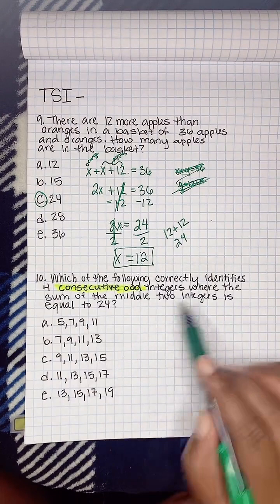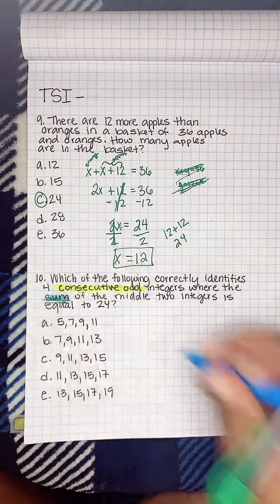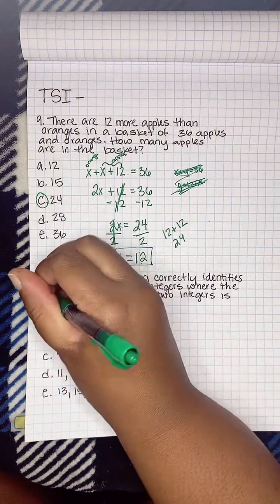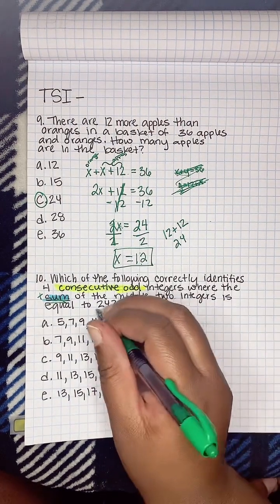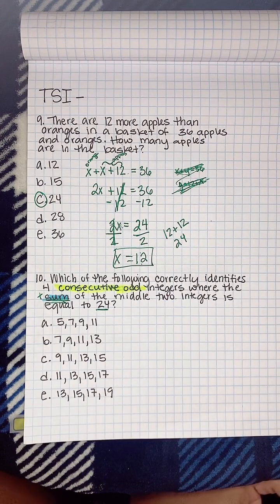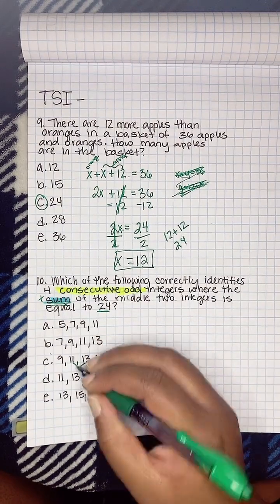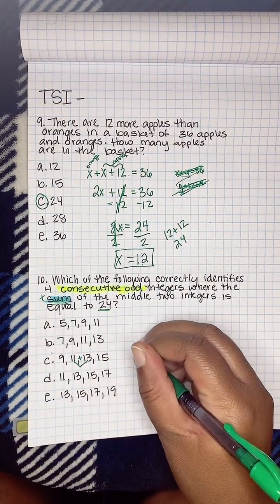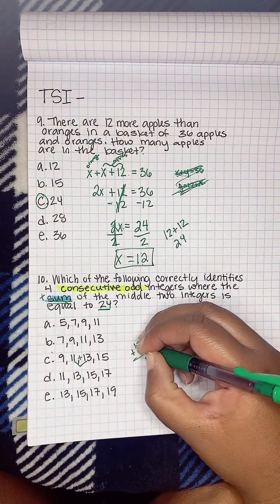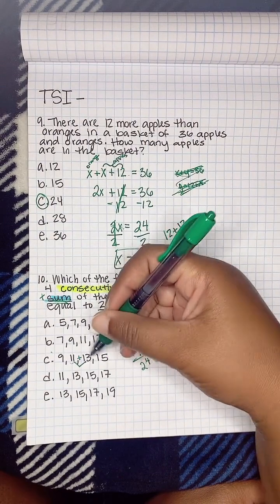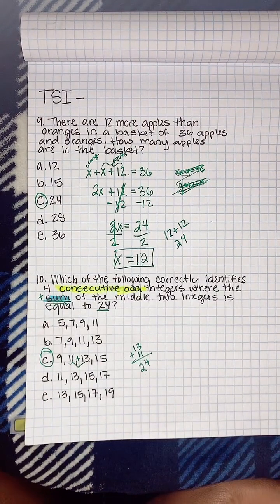Then it says where the sum, that's another huge vocab. Sum means add, okay? Of the middle 2 integers. So we're looking at the middle 2. They have to equal 24. I saw a lot of C's in here, so let's see. If we add 11 plus 13, will it give us 24? Well, 3 plus 1 is 4, 1 plus 1 is 2. So when we add these 2 consecutive integers, they add up to 24. So C is our answer.